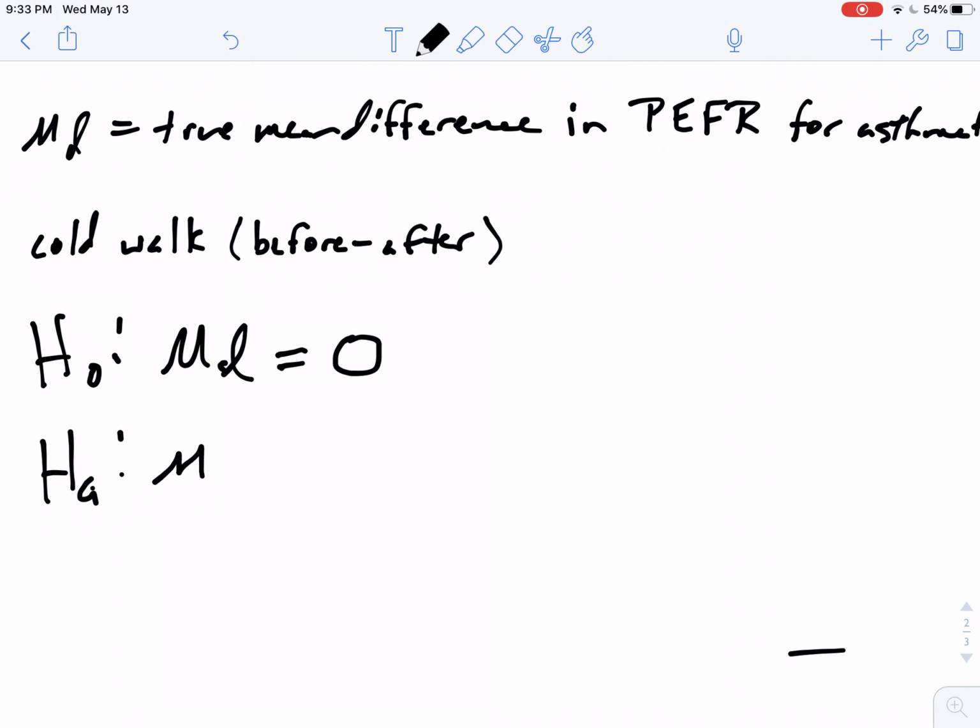The problem statement doesn't ask me if there's a positive difference or a negative difference. It just asks me if there's a difference. So I'm going to make that alternate hypothesis a not equal to. So mu sub d is not equal to 0. I'm really just trying to show that the two lists are different.